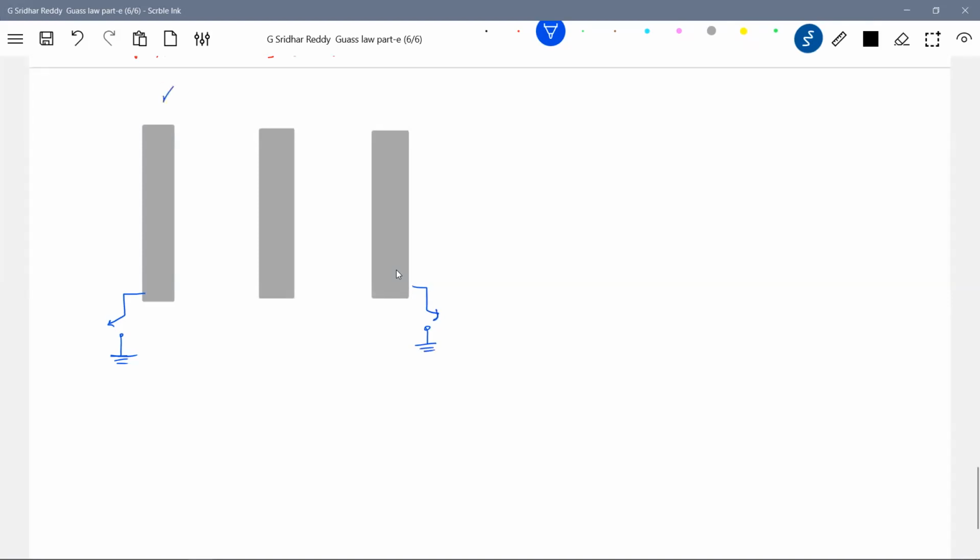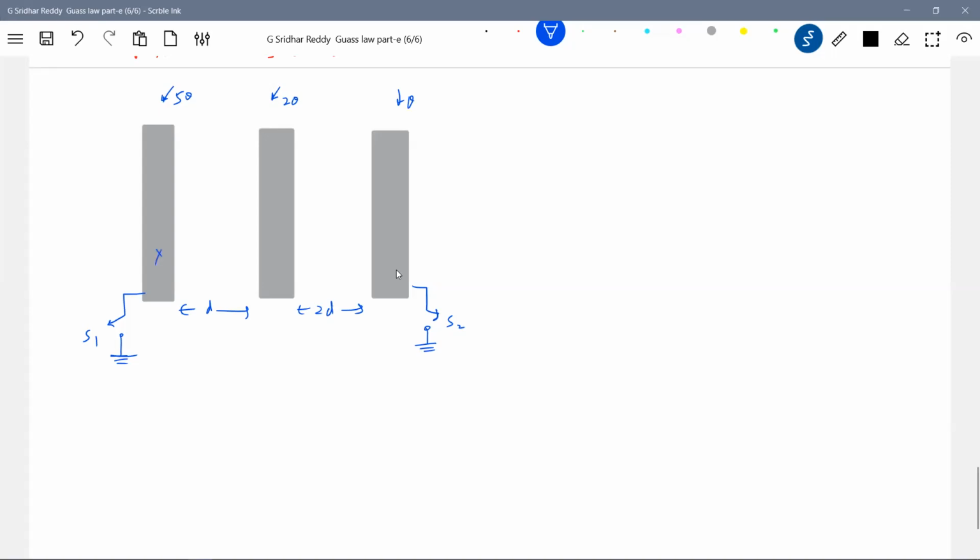I'll give charge 2q, 4q. Let me give a charge, and the separation between them be d, and this is 2d. I'm going to close the switch S1, S2 simultaneously. What charge has flown through the switches?